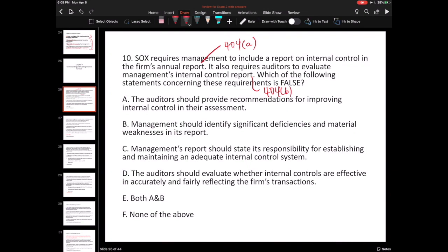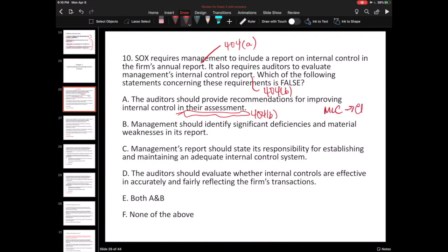Which of the following statements concerning these requirements is false? So the auditors should provide recommendations for improving internal control in their assessment. So the key to why A is false is this. We're not providing recommendations in our assessment or for B report. We do ultimately provide management some recommendations for internal control in something called management letter comments, or MLCs.